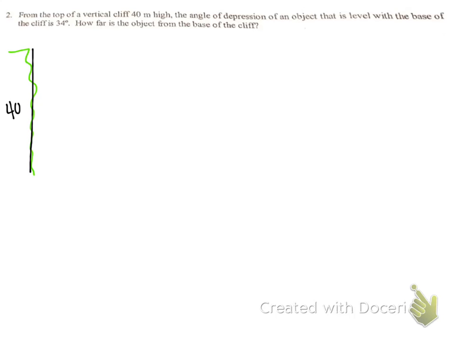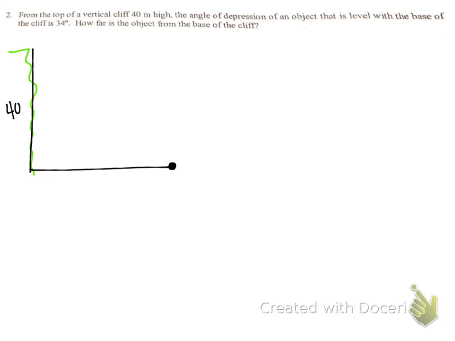Okay. Then it says that an object is level with the base of the cliff. So we've got an object somewhere, and here's our object. And it's level with the base of the cliff. And we know that the angle of depression is 34 degrees. So we're talking about from the top of the cliff looking down at the object.